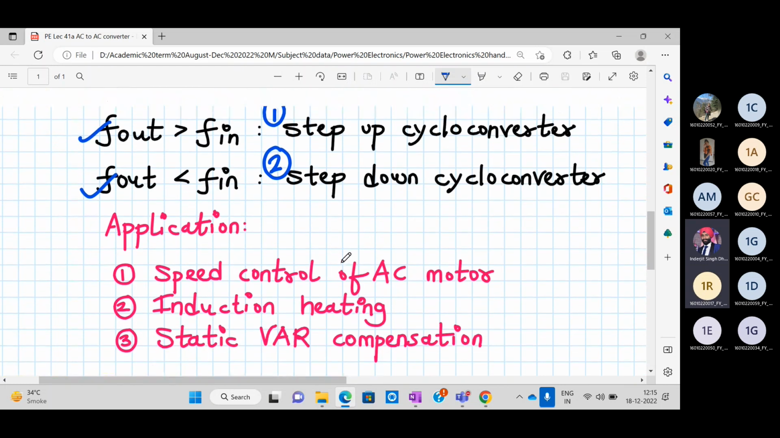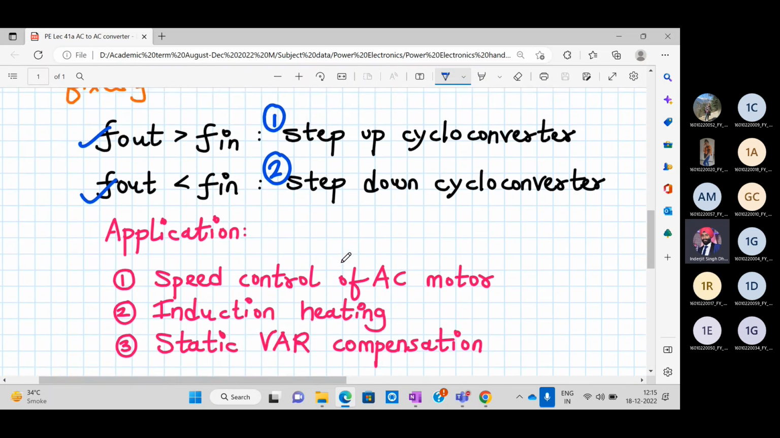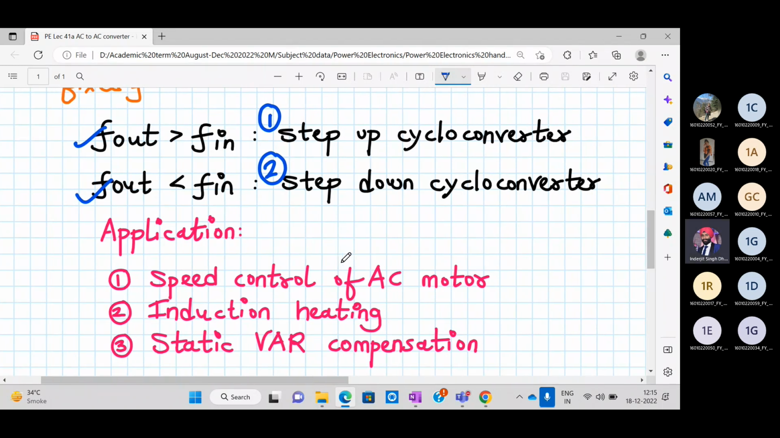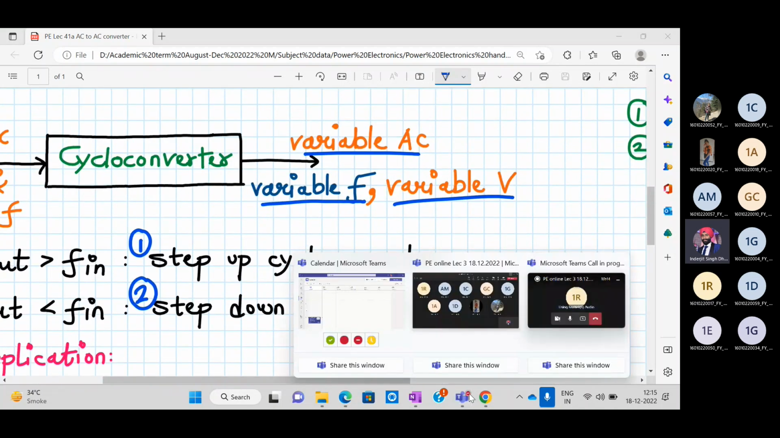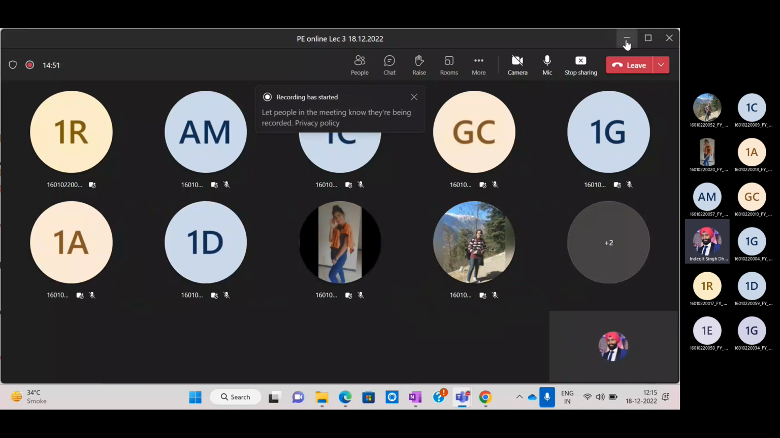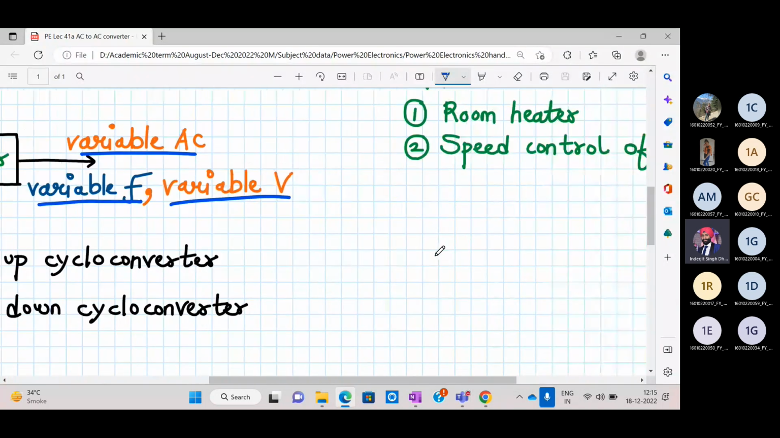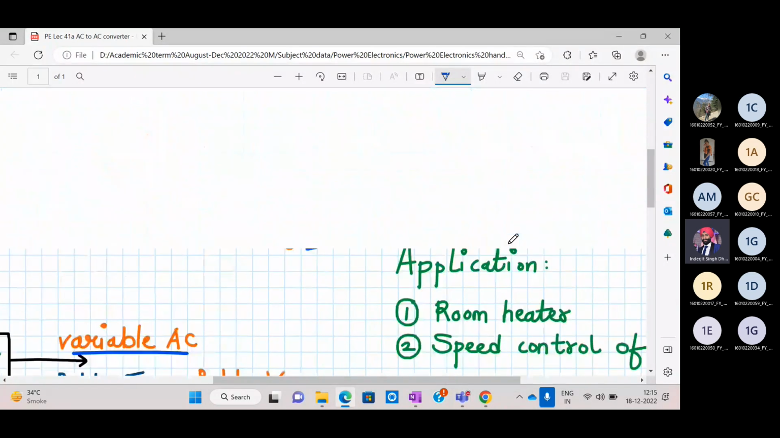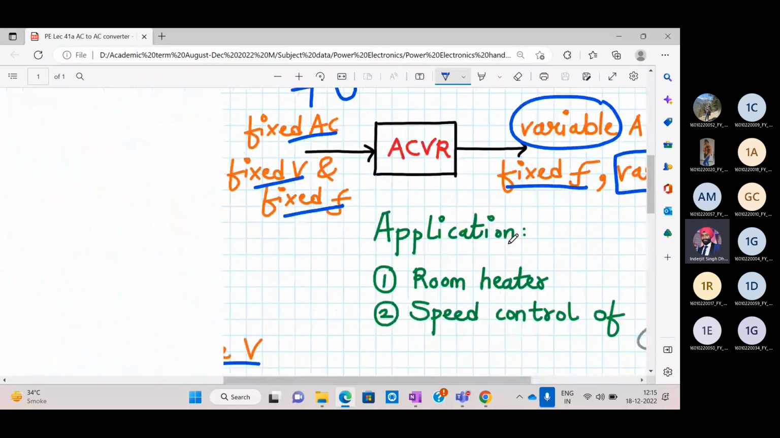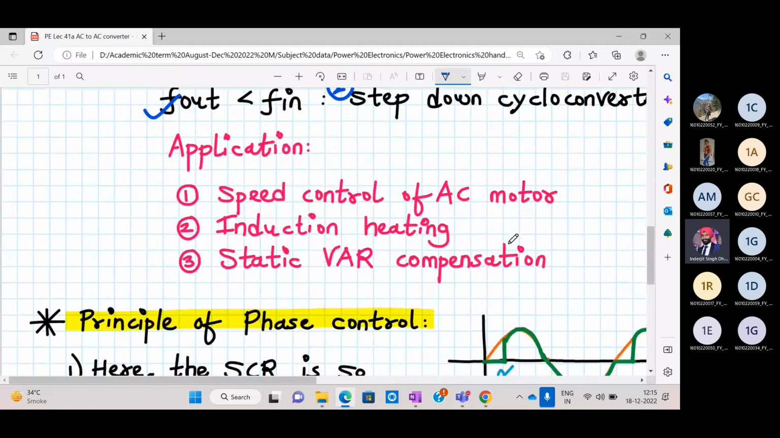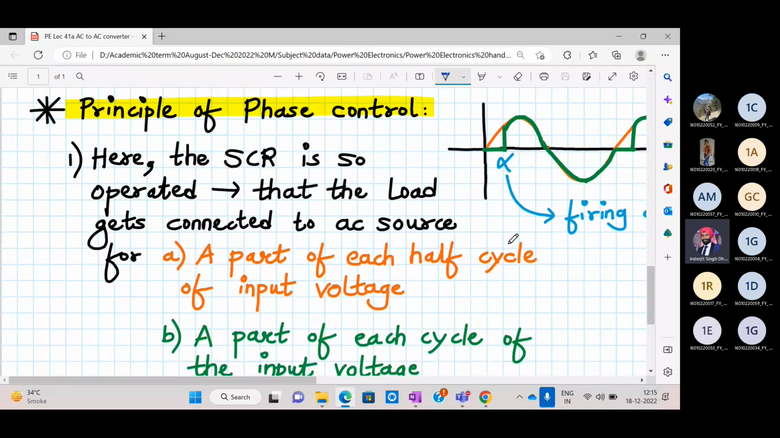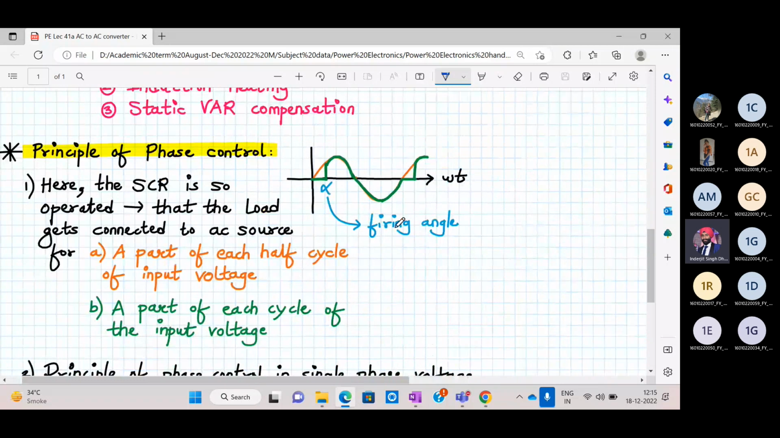Some of the applications are similar: speed control of AC motor, induction heating, and static VAR compensation, that is, reactive power compensation. Does anyone have any doubt? Okay, fine. Now we'll start with the principle of phase control.